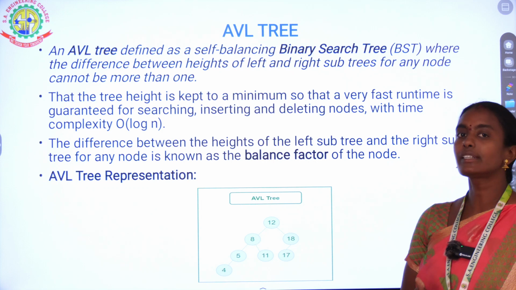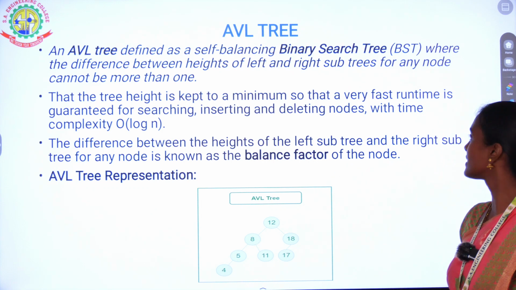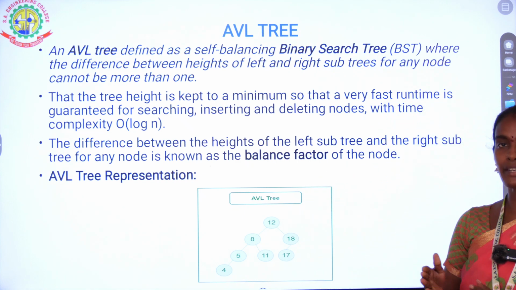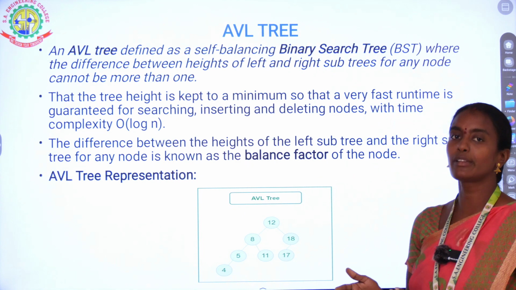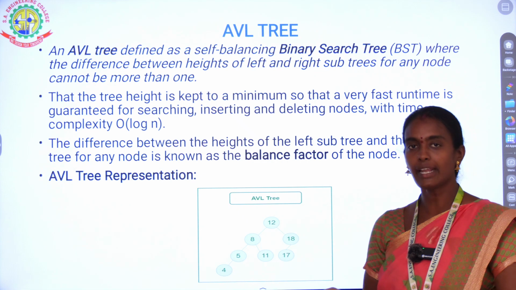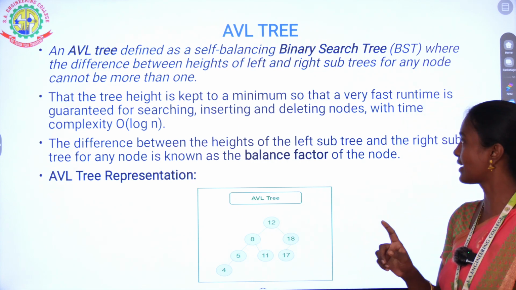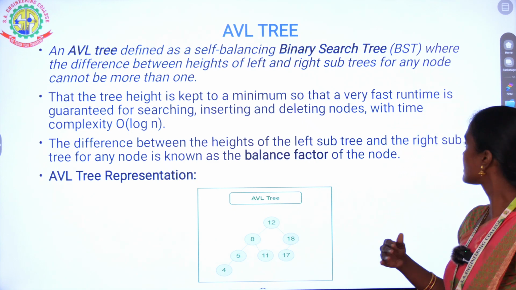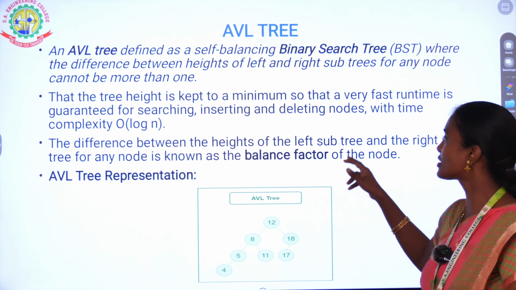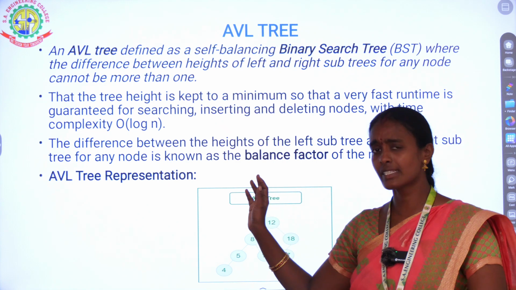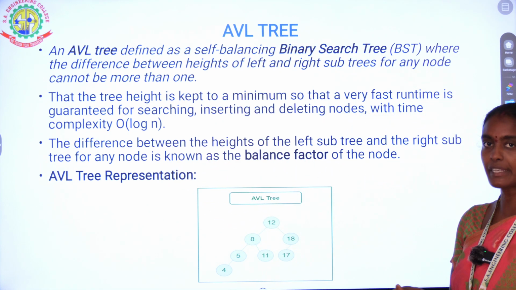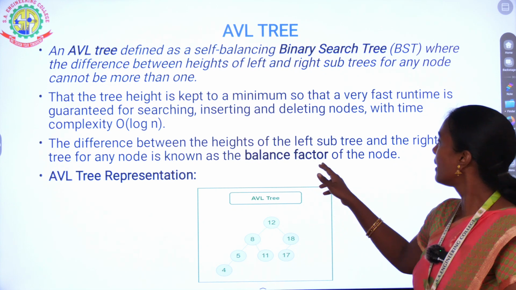AVL tree is defined as a self-balancing binary search tree, where the difference between the height of the left and right subtree cannot be more than 1, that is, cannot be more than 1 and cannot be less than minus 1. This is the first condition, so that the height of the tree is kept to a minimum. So searching, inserting and deleting nodes have a time complexity of O of log n. The difference between the height of the left subtree and the right subtree is the balance factor.